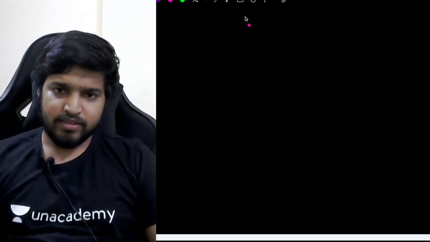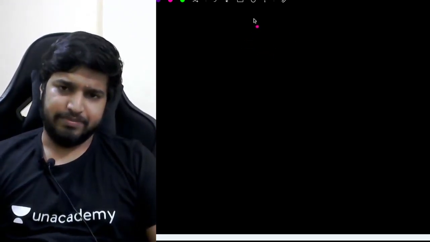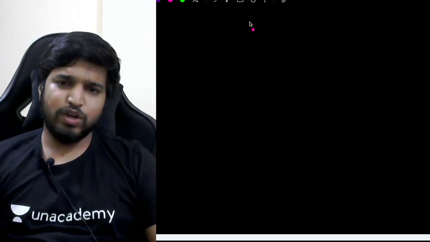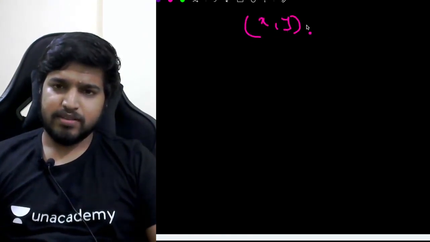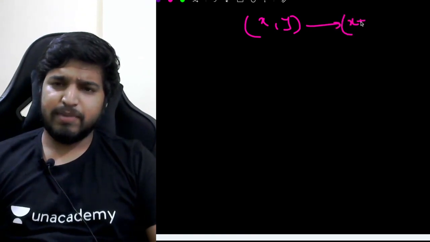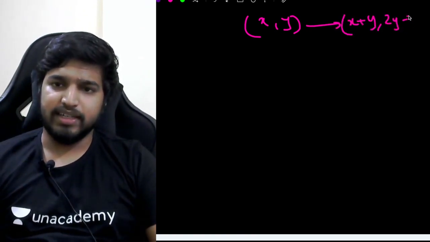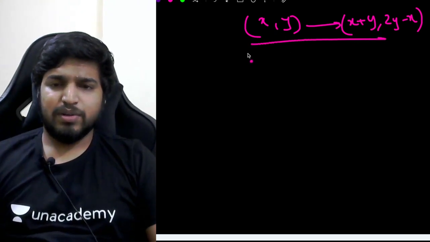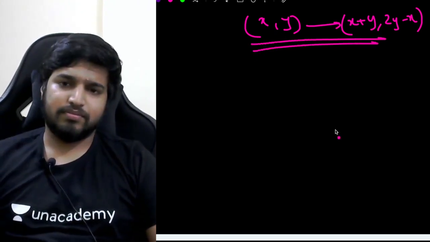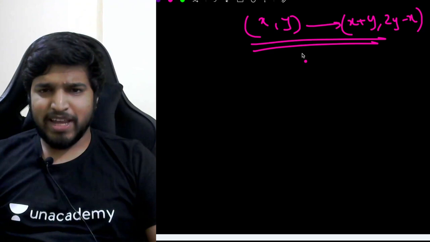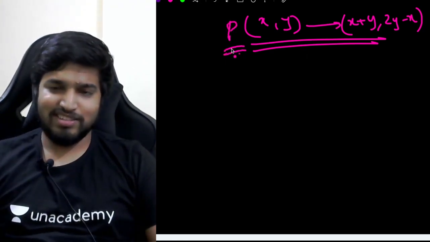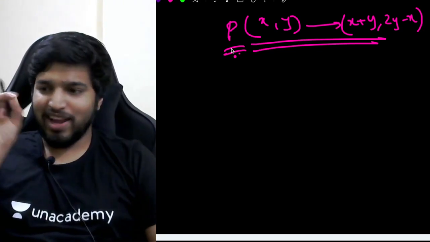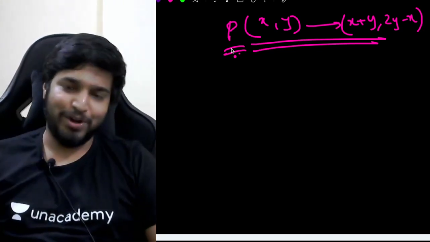So how can we do it faster? Let's look at what happens here. X comma y moves to x plus y comma 2y minus x. What is happening here? This is just applying a matrix on this point. Now you might ask, what do you mean by that? That's a point. Like, what do you mean by applying a matrix on that point?